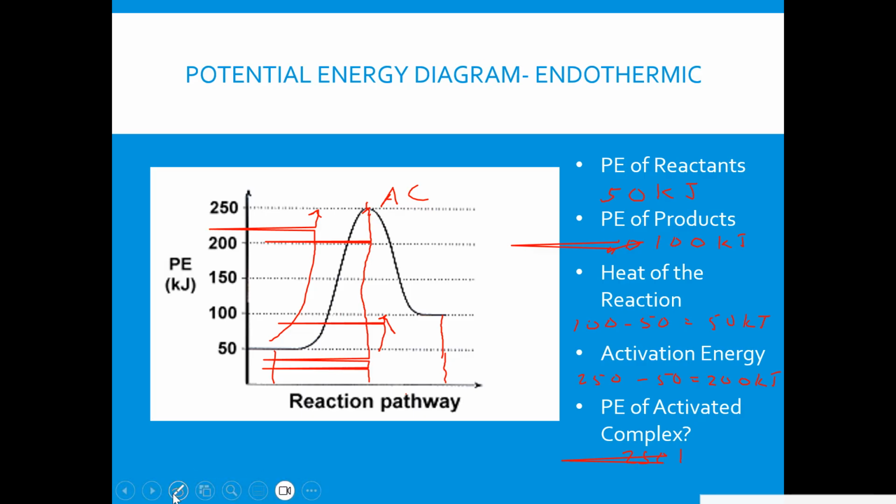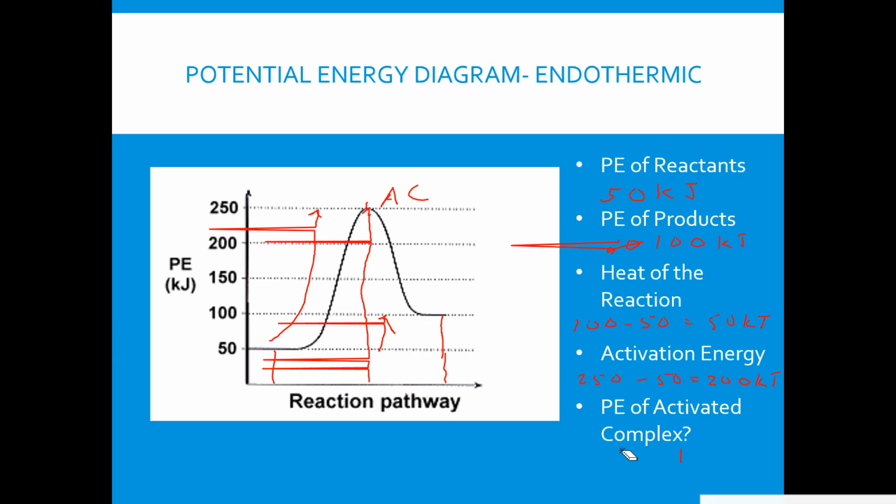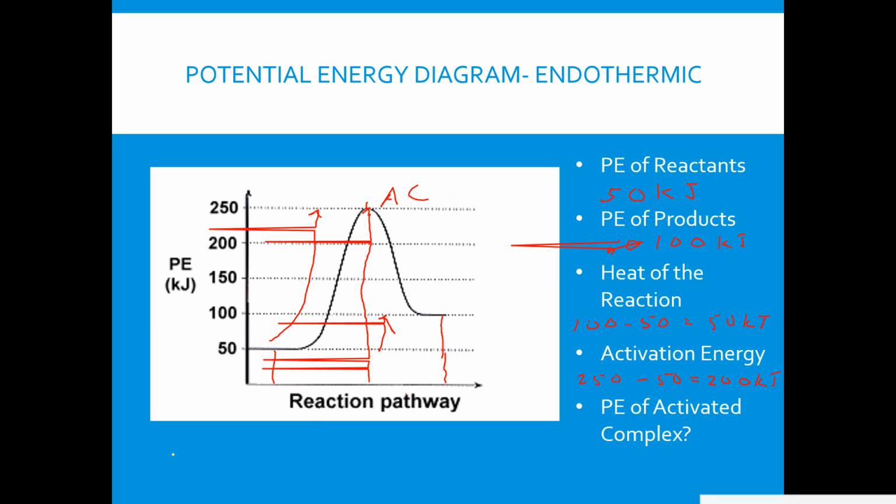That one just looks terrible, so I'm going to get rid of it. See if yellow is better. Okay, get back over here. That means my activated complex is 250 kilojoules of energy. Okay, so we have these values we can read off of a potential energy diagram.